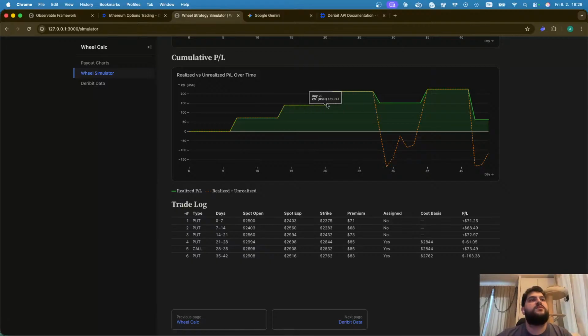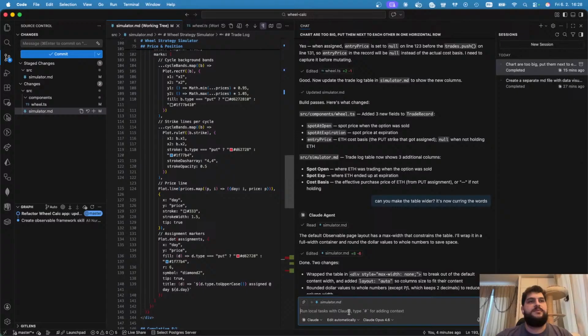I don't understand why it was aligned. Okay, explain.